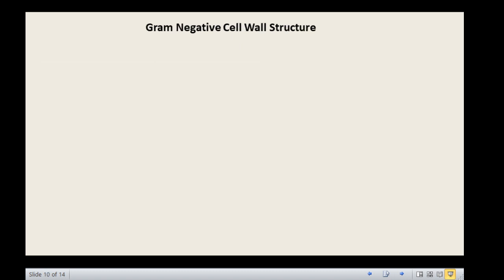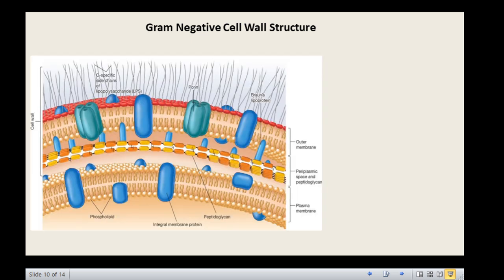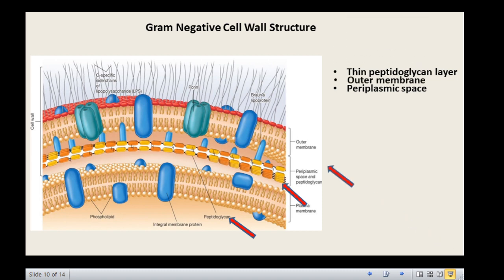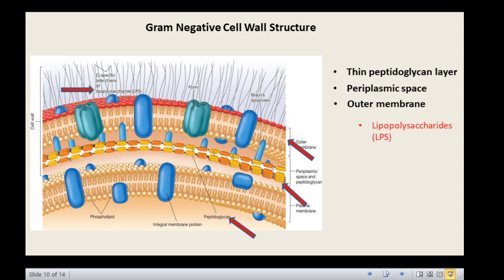The gram-negative cell wall structure is more complex as compared to the gram-positive cell wall. As you can see, it consists of many layers, mainly a thin peptidoglycan layer, periplasm, and an outer membrane. The outer membrane is mainly a lipid bilayer, about 7 nanometers thick. It is composed of lipopolysaccharides, phospholipids, lipoproteins, and proteins.